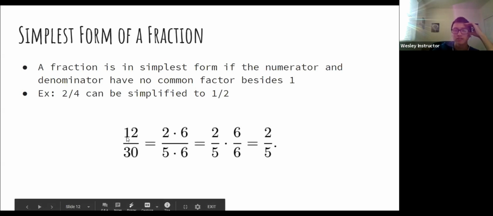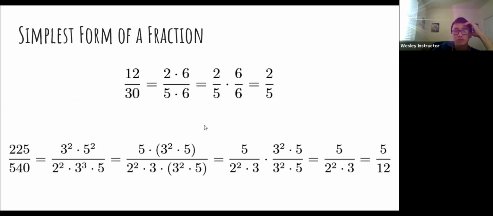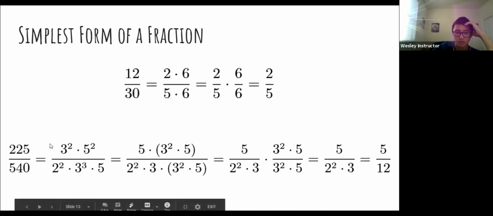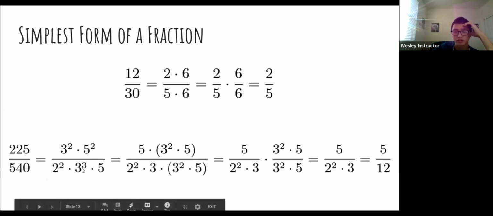So 2 over 5 is the same thing as 12 over 30, just different numbers. So to simplify a fraction, again, find common factors, cancel those out, and your simplified fraction is whatever you have left. Here's some more examples. At the bottom, 225 over 540. It's a big number. You should use prime factorization in this case. So break it down into its prime factorization: 3 squared times 5 squared over 2 squared times 3 to the third times 5. And then you can cancel out. You will notice that the top and bottom have 3 squared times 5.